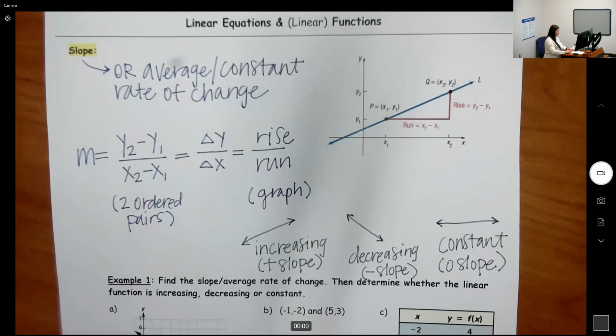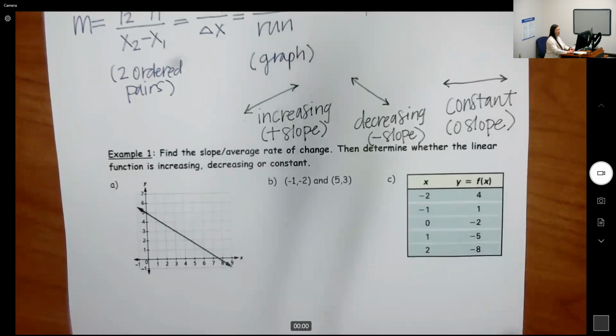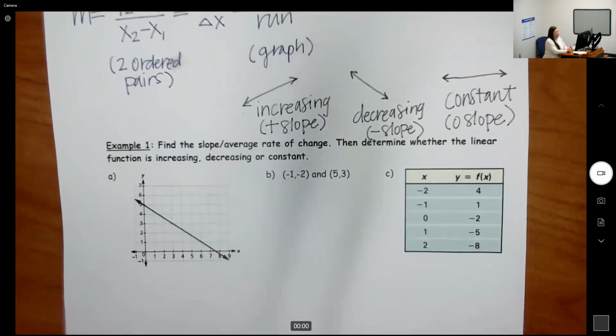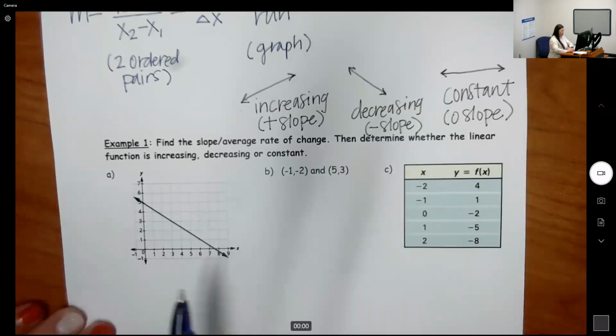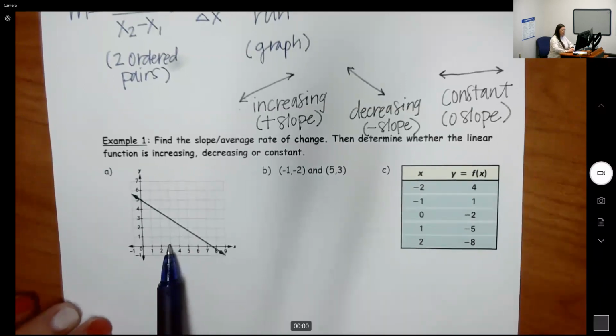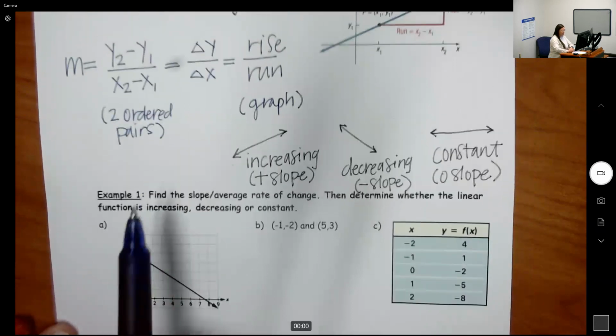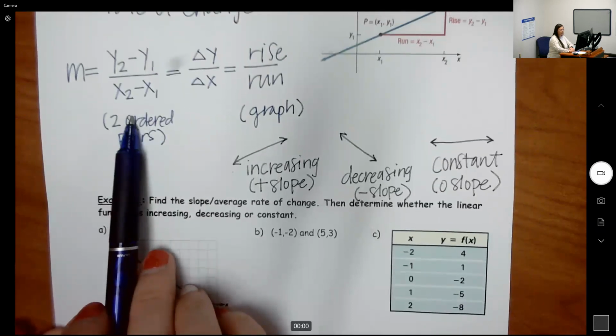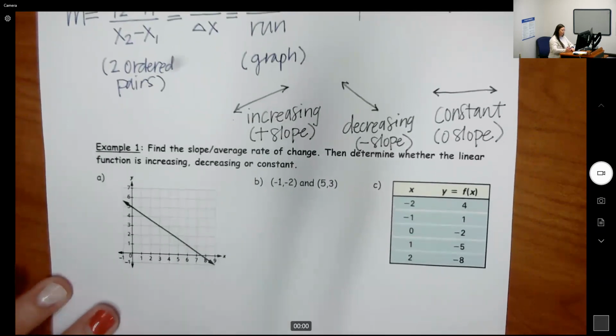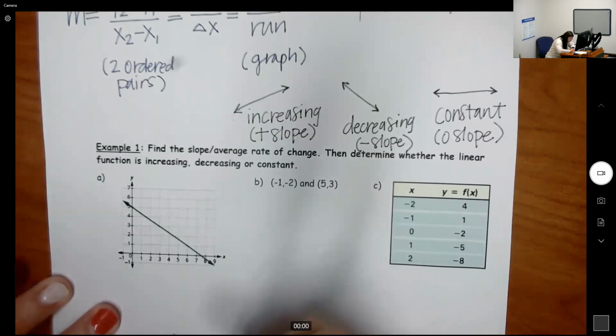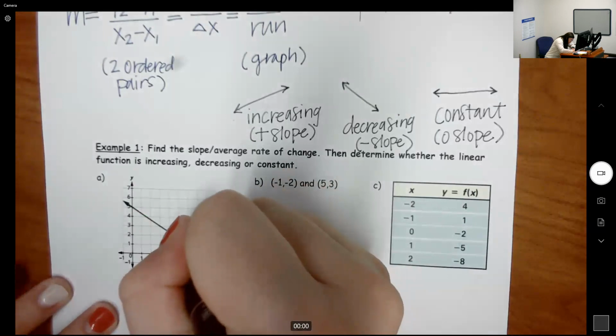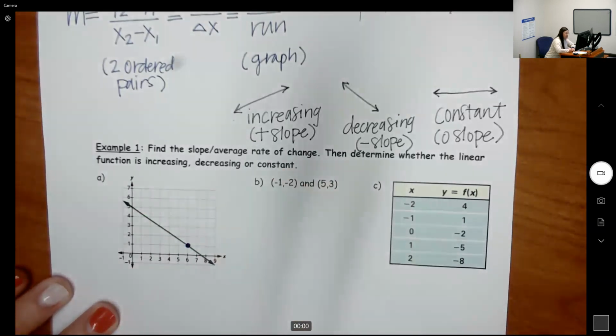So let's use this information. In example 1, it says find the slope or average rate of change, then determine whether the linear function is increasing, decreasing, or constant. We have 3 examples. On this first one, we have a picture of a line. I could use this formula if I wanted to figure out where 2 ordered pairs are, which we're going to need anyway, so let's find that. Looks like I have a point right here at 6, 1.